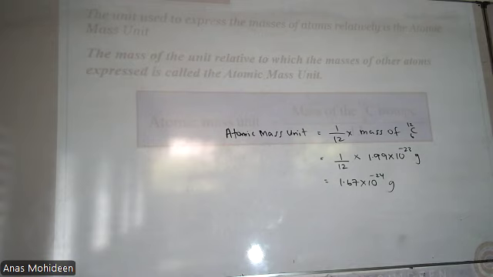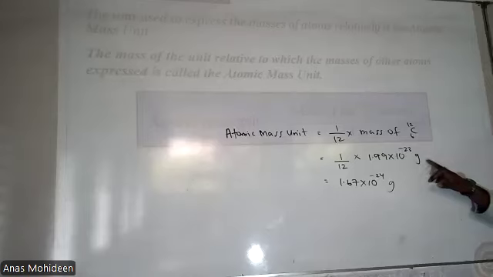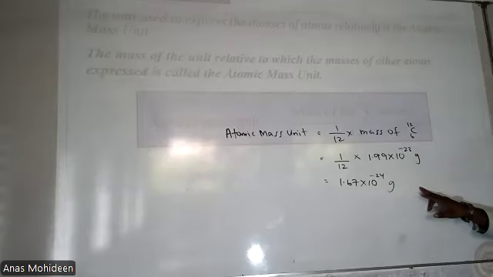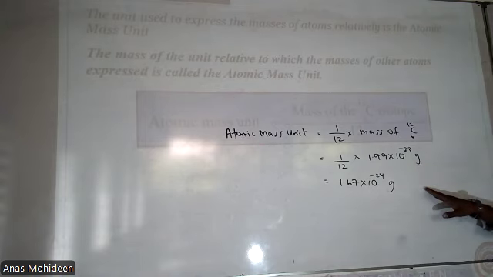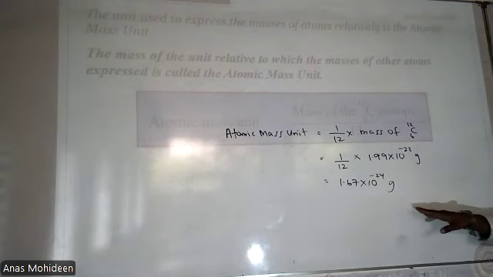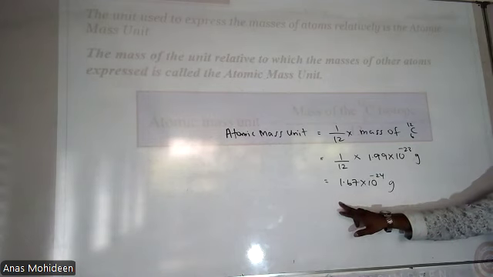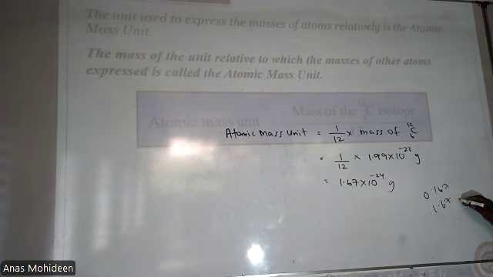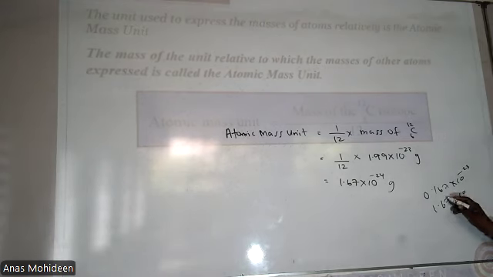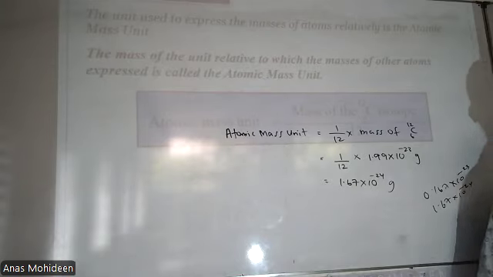Guys, when you divide this, you get the answer 0.167 into 10 to the power minus 23, right? When writing scientific notation, we have to take one number in front. You can't write 0.167 in scientific notation. So you write 1.67, and since you took one number in front, the power becomes minus 24. That is how it comes. Okay?